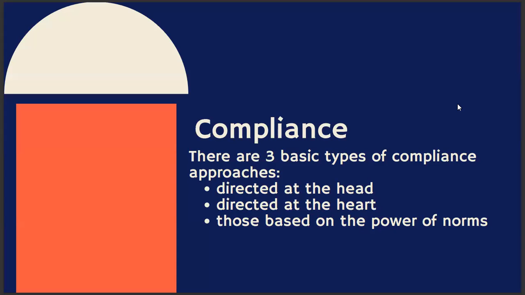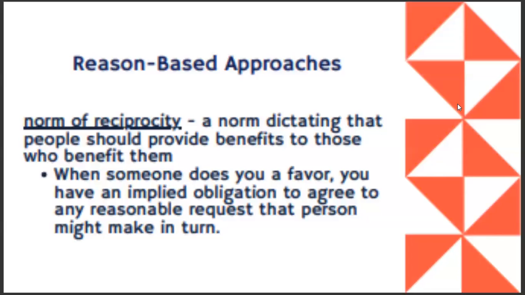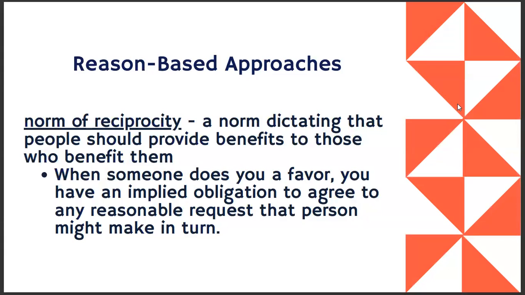Okay, next on to breaking down compliance. There are three basic types of compliance approaches that we're going to go through, and I'm going to break each of those down. One type is directed at the head. The next is directed at the heart, and then the third one is based on the power of norms. So the first one, directed at the head, that's reason-based approaches. You're trying to reason in your head, in your brain, what decision you should make.